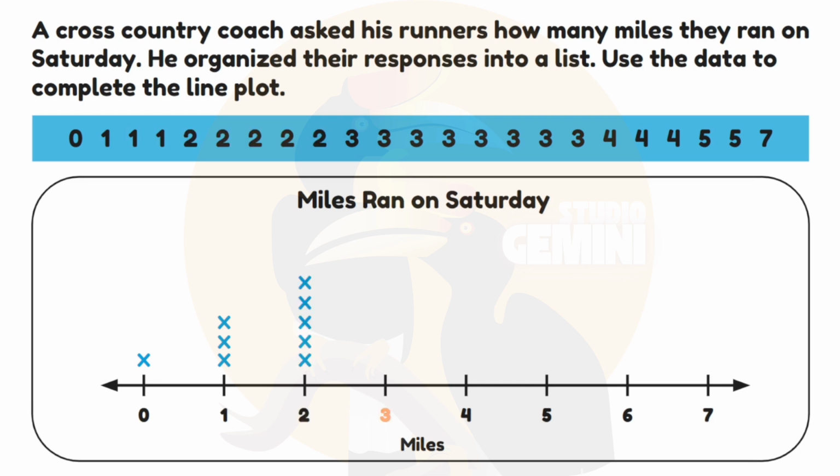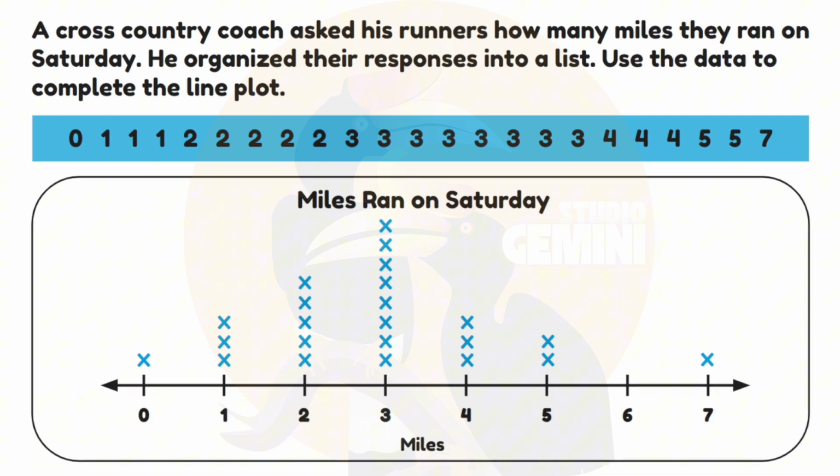How many runners ran 3 miles? 8 3's means that we can place 8 X's here. How about 4 miles? We see that there are 3 4's, so we can place 3 X's above 4. Moving on to 5 miles. How many runners ran 5 miles on Saturday? That's right, 2. Since there are 2 5's, we can place 2 X's above the number 5. Since there are no 6's in our list, we know that no one ran 6 miles. So we will place 0 X's above the number 6. Finally, 7 miles. Since there is only 1 7 in our list, we can place 1 X here.